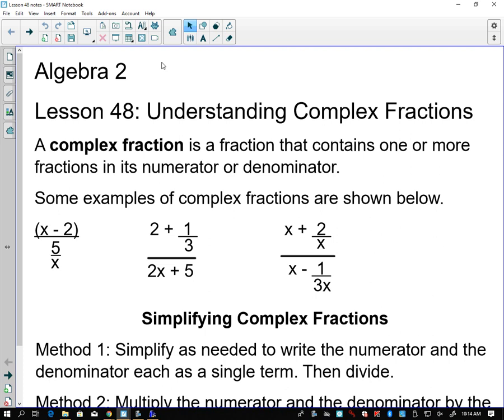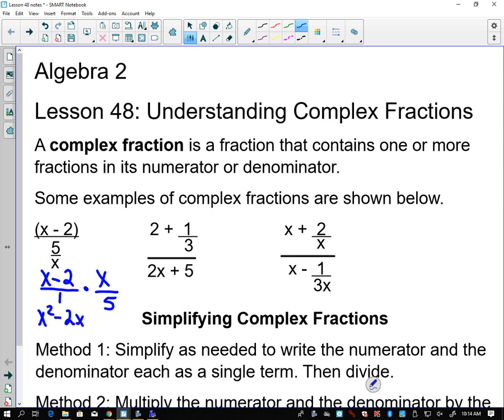We have (x minus 2) divided by (5 divided by x). Now, if I was going to solve something like that, I would start off with x minus 2 over 1, because any number is a fraction over 1. Do we understand that? So I would take (x minus 2) divided by 1, and multiply by the reciprocal, x over 5. So now I distribute the x, and my answer comes out as (x squared minus 2x) over 5. Now I've got it down to just a single fraction. Does that make sense? Do we see what we did there?